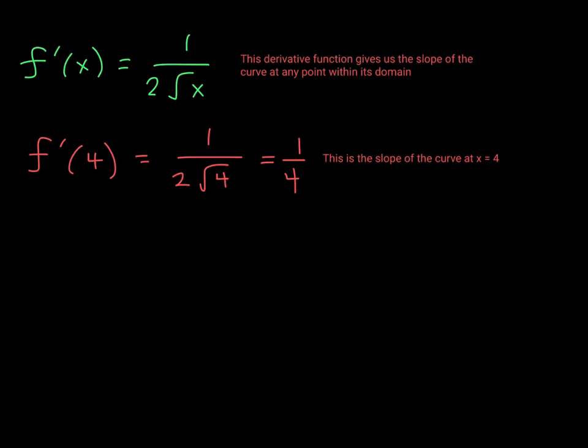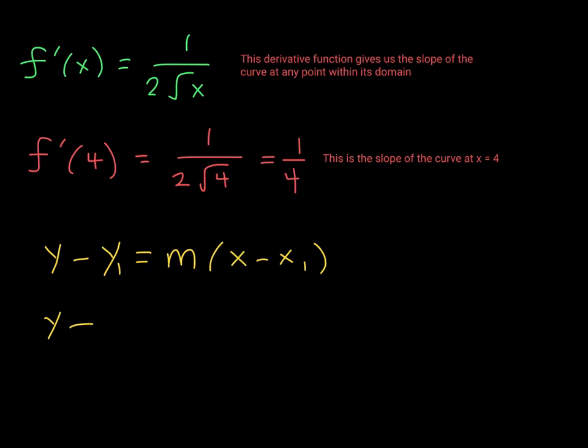So now that I know my slope, I can come up with the equation for this tangent line. Do you remember point slope form for a line? It is y minus y sub 1 is equal to m times x minus x sub 1. Now, what is the y coordinate for the point we're considering?